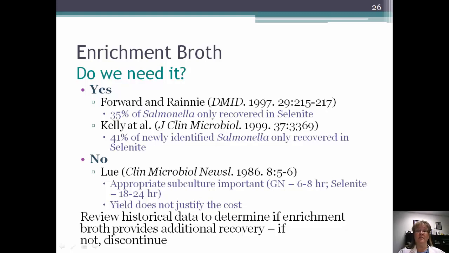What I would suggest you do is what we did at our institution, and that's basically review your historical data to see whether or not your enrichment broth is actually contributing to your recovery of Salmonella and Shigella. At our institution, we found that it wasn't. We did not recover any Salmonella or Shigella that we didn't get from our routine culture plates. And so as a result, we've discontinued the use of enrichment broth at our institution.